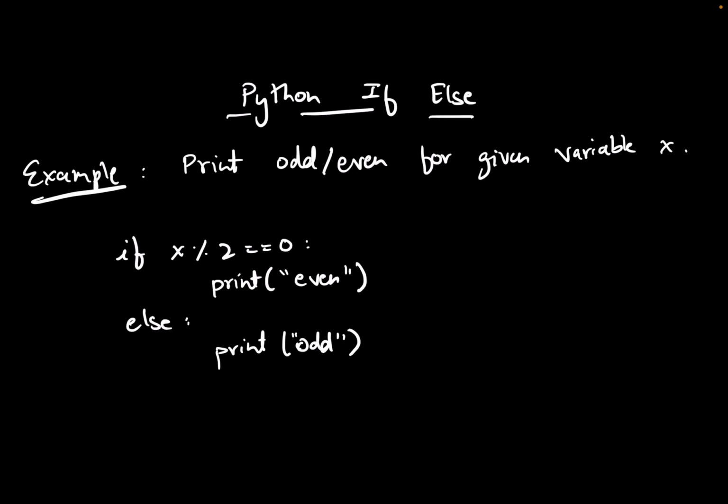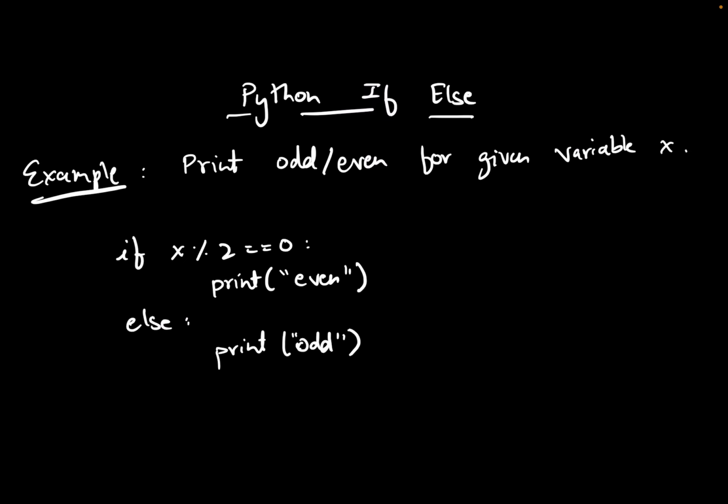The answer for this would be: if x mod 2. x, which is the variable, mod 2 will give the remainder when x is divided by 2. If this remainder is equal to 0, so this remainder should be compared with the value 0. If it is 0, then we know that our number is even, so we should print even. Otherwise, we know that our number will be odd, so we should write else print odd.